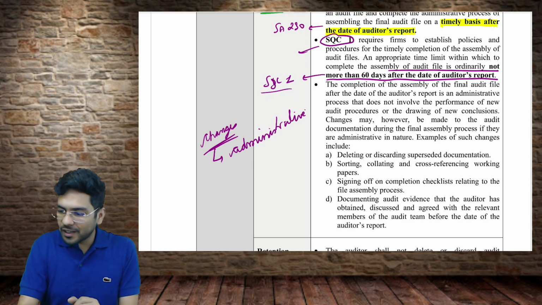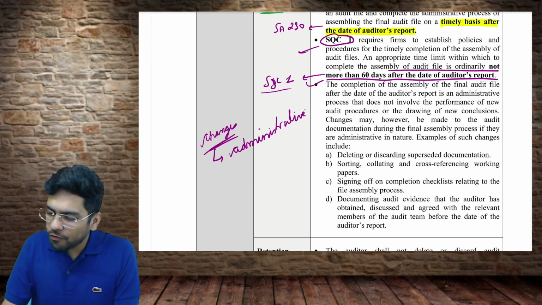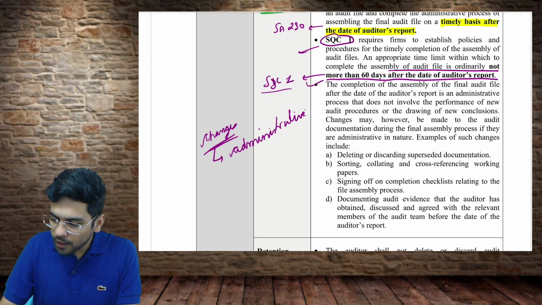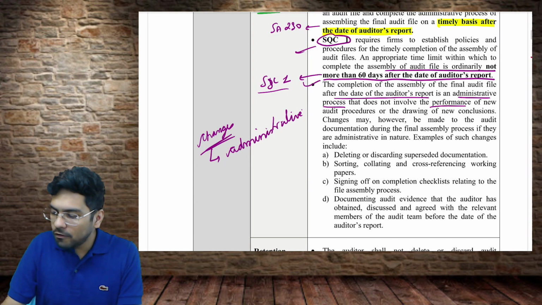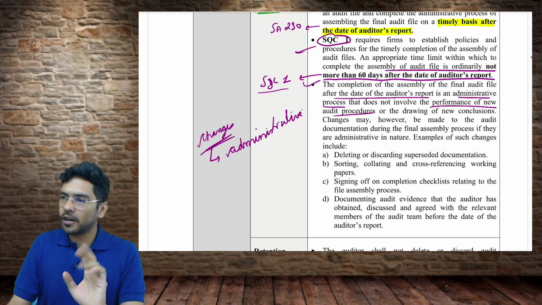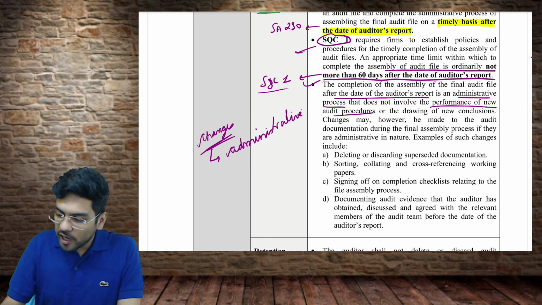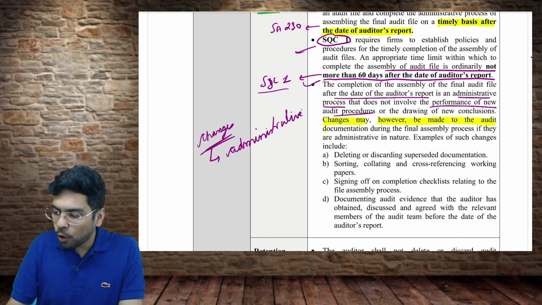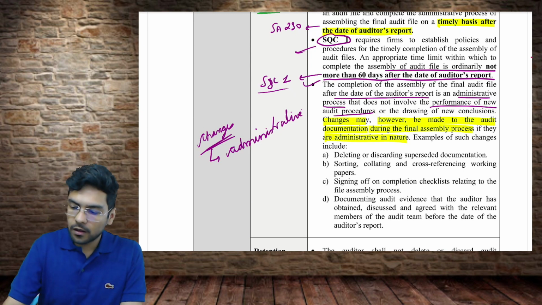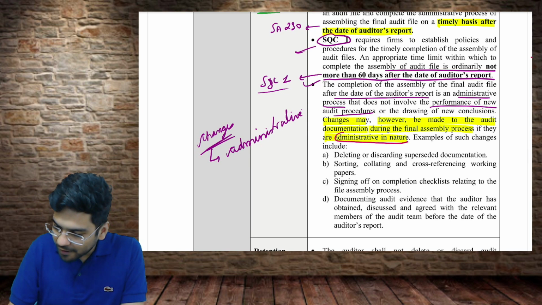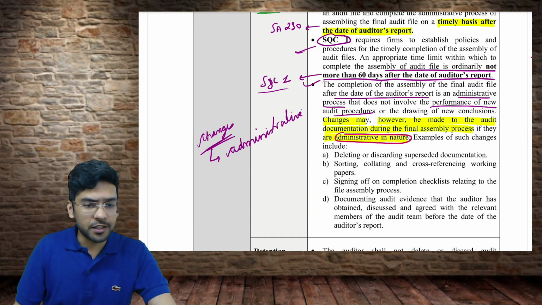No. So please understand, the completion of assembly of audit file after the date of auditor's report is an administrative process and does not involve the performance of new audit procedures. Do you all agree with this? Okay, so it says, changes may however be made to the audit documentation during the final assembly process if they are what? Yes, please mark this point. If they are administrative in nature.